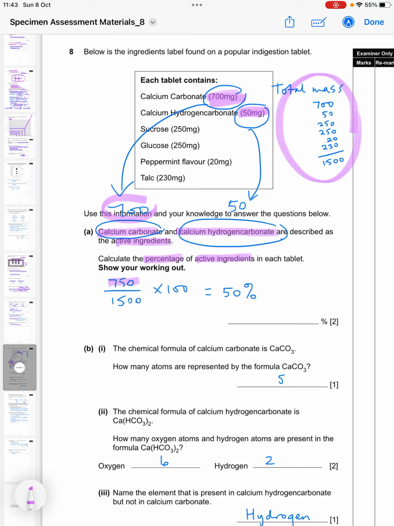And you also need to know the total so that you can work out what percentage it is of the total. So the total mass, I've just added everything in this table: the calcium carbonate, calcium hydrogen carbonate, sucrose, glucose, peppermint flavour, talc, all those things. You add the numbers up, you get 1,500. So 750 divided by 1,500 and multiply by 100 will give you your percentage, which is 50%.